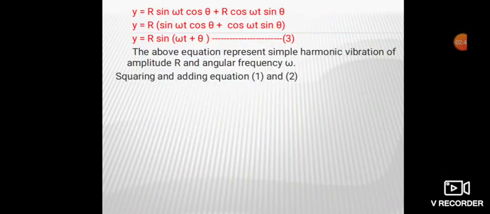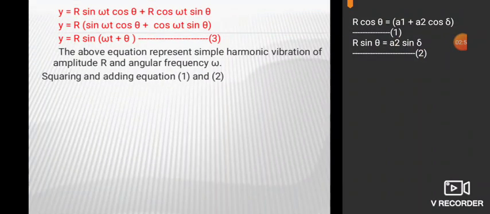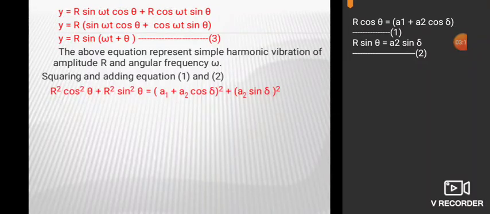Now squaring and adding equations 1 and 2. Observe here: equation 1 is R cos θ = a1 + a2 cos δ, and similarly equation 2 is R sin θ = a2 sin δ. First we have to square and add these terms. The left hand side is R² cos² θ + R² sin² θ, equal to the right hand side, (a1 + a2 cos δ)² + (a2 sin δ)².